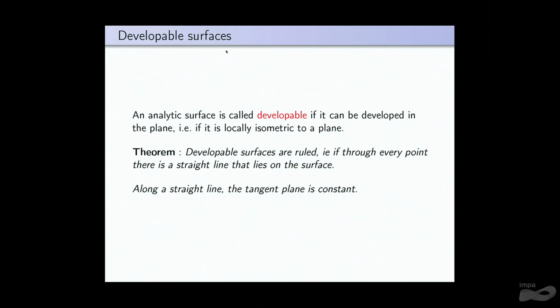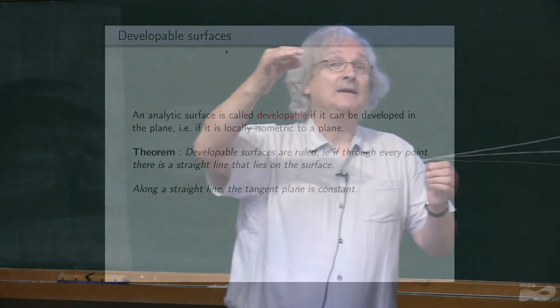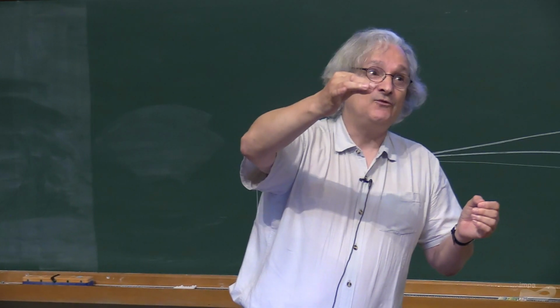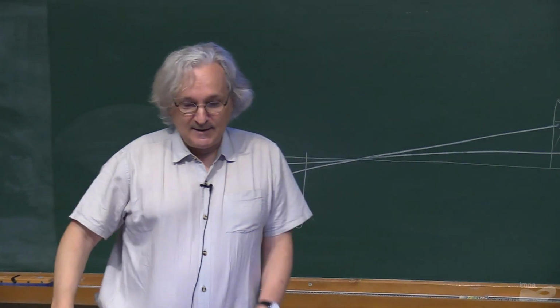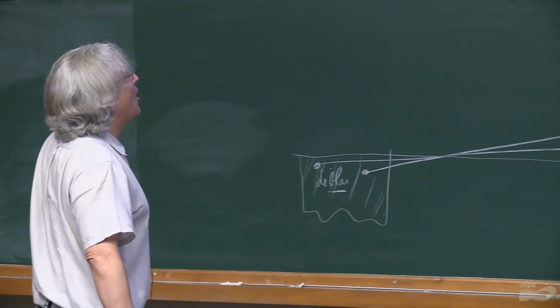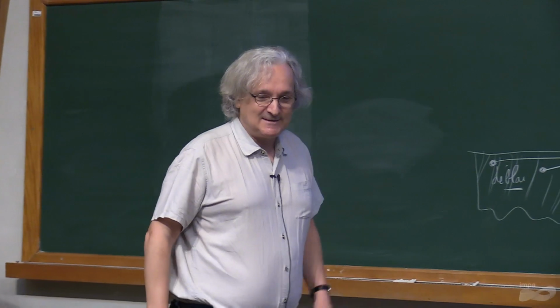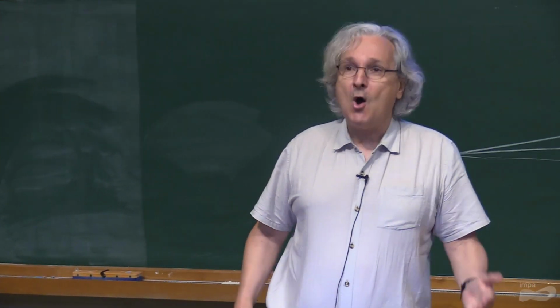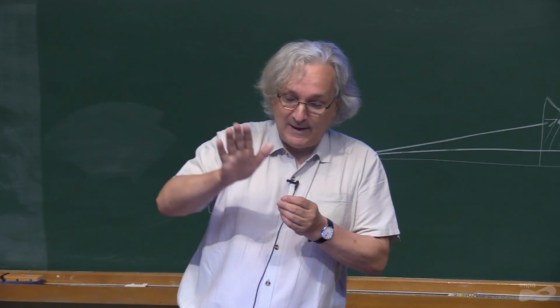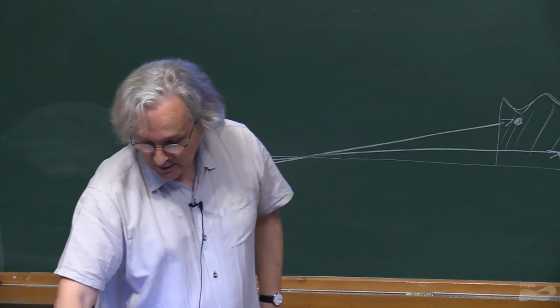And the theorem of Euler and Monge is that a developable surface has to be ruled, has to be made of lines moving depending on one parameter. Ruled surfaces are not necessarily developable, but developable surfaces have to be ruled. And the characterization of developable surfaces among ruled surfaces is given by this condition. Along a straight line, the tangent plane has to be constant. Let me show you a little movie to show that.